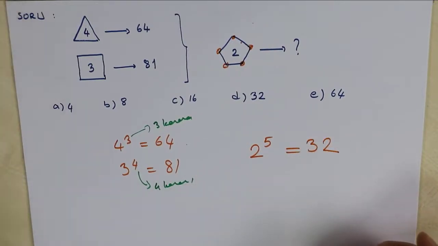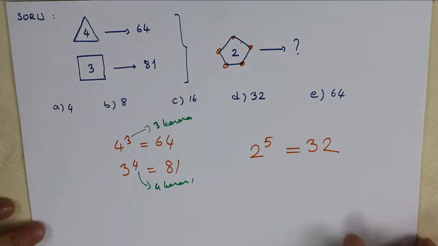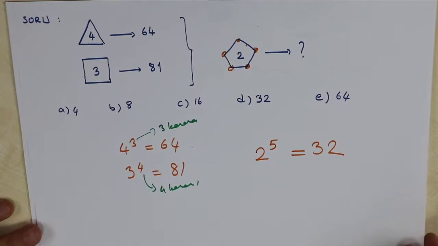Based on the geometric properties of the figures, we can find the relationship of the number in the center to the power of the count of the angles or the sides of the figure.